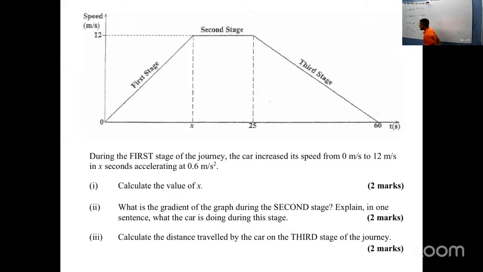So again, remember the type of graph. It's a speed time graph, so you're using all your rules for speed time graphs. During the first stage of the journey, the car increases speed from 0 to 12, and then in x seconds, it accelerated at 0.6.